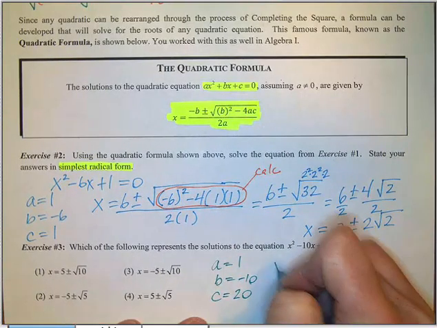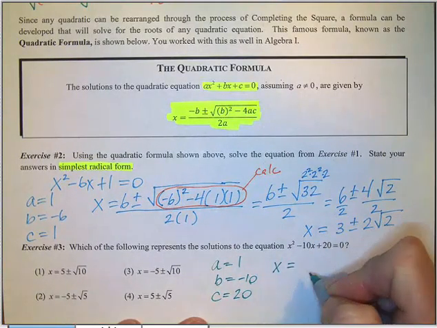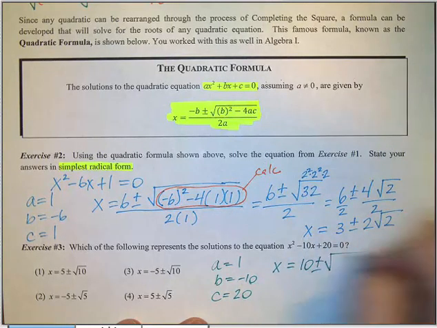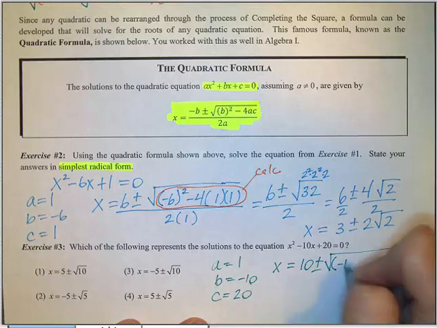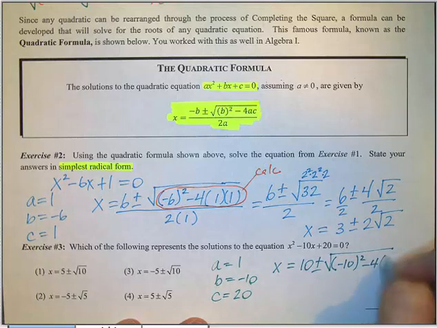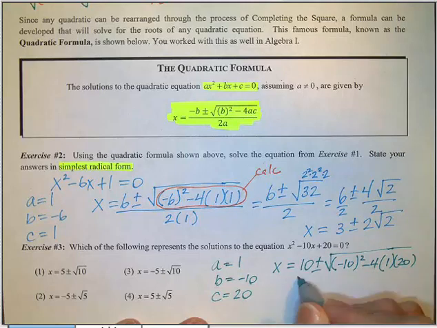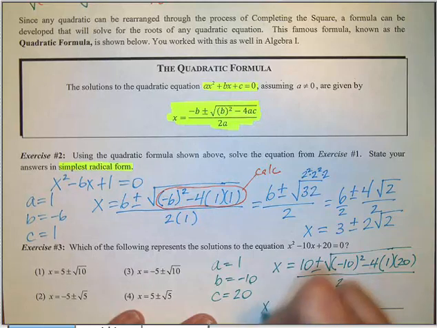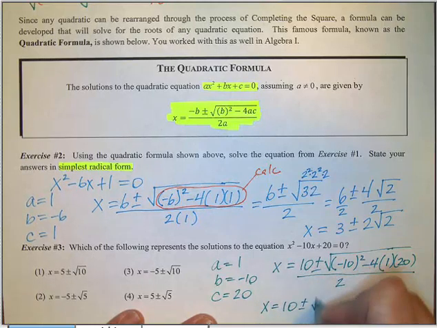So x equals negative b, well the opposite of negative 10 is 10, plus or minus the square root, parenthesis, negative 10 squared, minus 4 times a times c, all over 2 times a, which is 2. I'm going to plug in what's under the radical in the calculator, and I get 20. So x equals 10 plus or minus the square root of 20 divided by 2.